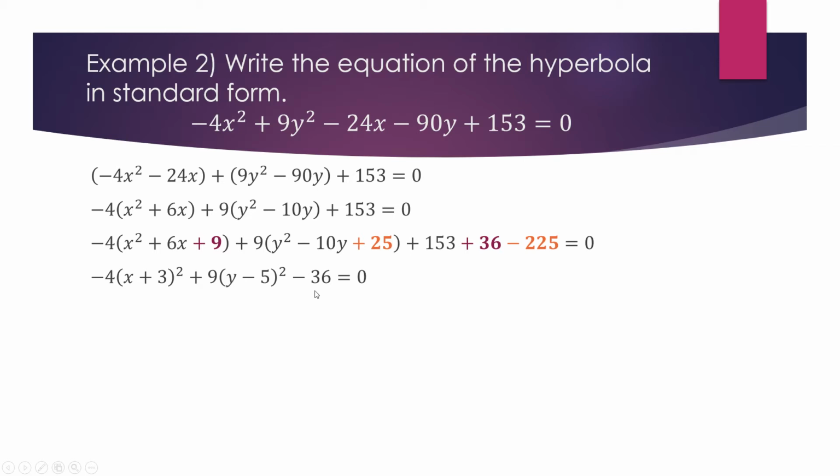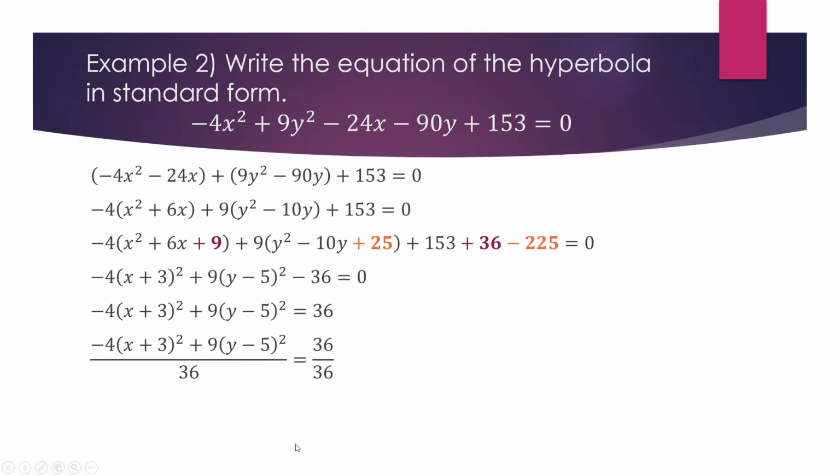To get this in the standard form, we need to get one side to equal 1. So my next step is going to be to add 36 to both sides. So now negative 4 times the quantity x plus 3 squared plus 9 times the quantity y minus 5 squared is equal to positive 36. And if we divide everything by 36, then we're going to be able to get 1. Negative 4 goes into 36 9 times. 9 goes into 36 4 times. And 36 divided by 36 is 1.